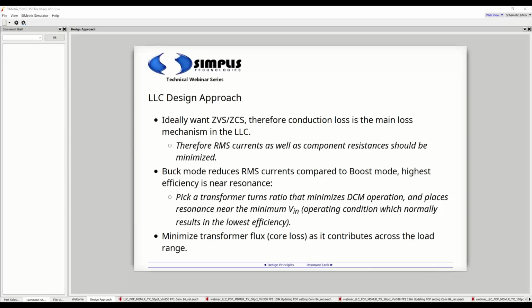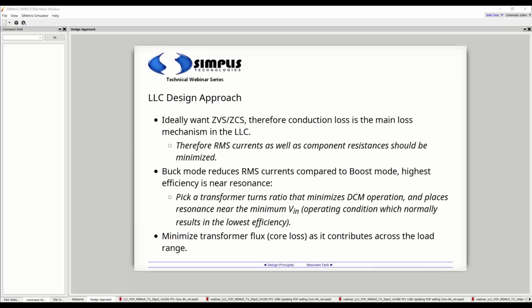Buck mode reduces RMS currents compared to boost mode, and we also know that in the LLC, the highest efficiency is near resonance. So the consequence of these two things is to pick a transformer turns ratio that minimizes DCM operation and also places the resonance near the minimum input voltage, which is the operating condition which normally results in the lowest efficiency. So we want to put that highest efficiency operating point at the lowest efficiency condition to get that boost.